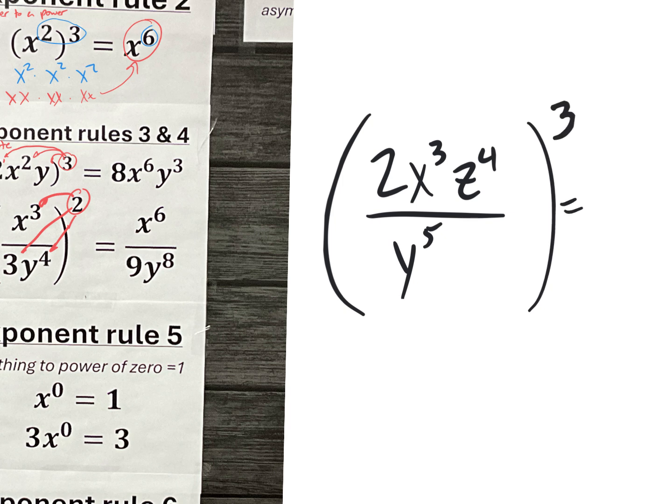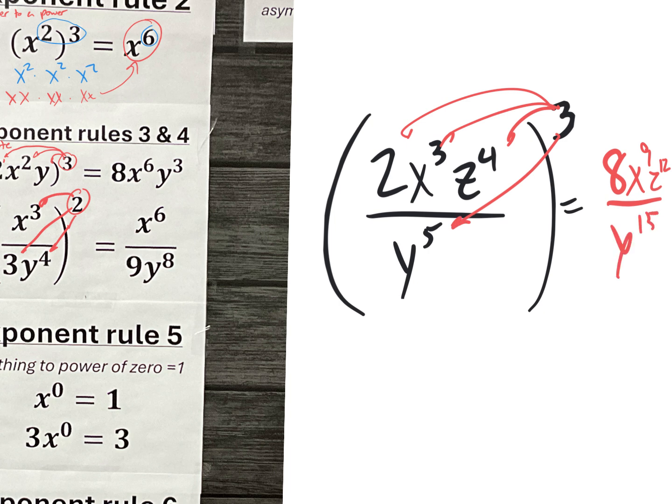What's my answer going to be? Well, let's start with distributing the 3 on the 2. What do I get up here? It's not 6. It's 8. Okay, and then when that was distributing it there, what about here? X to the 9th, and what about here? Z to the 12th, okay, and on the bottom, y to the 15th. Easy peasy, lemon squeezy. Okay, moving on.